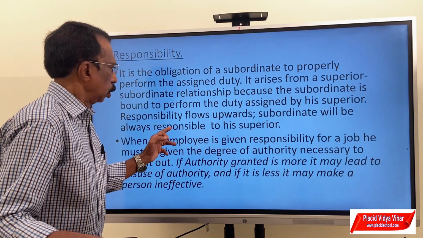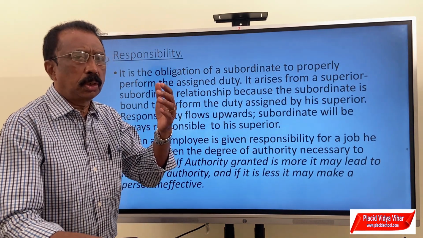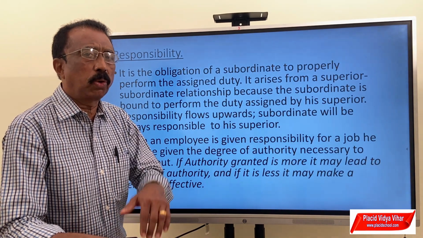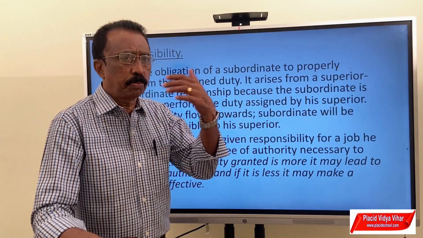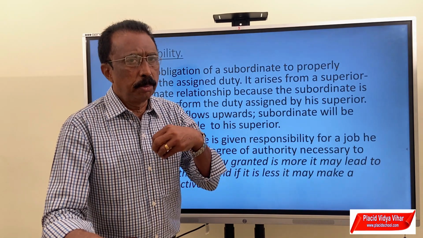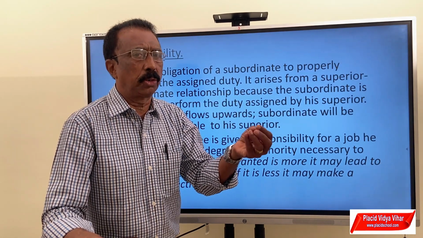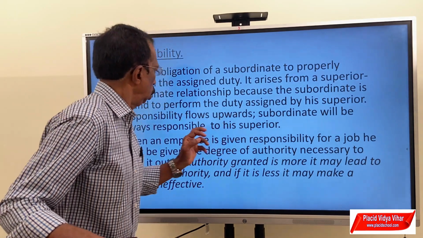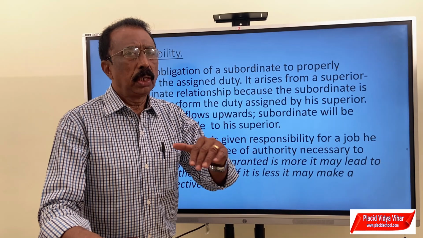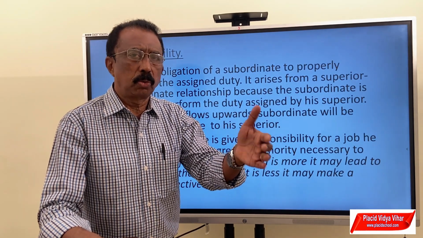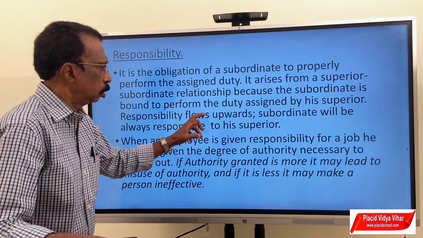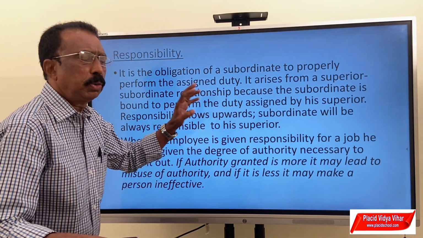So his superior. Responsibility, we have seen authority always flows downwards, whereas responsibility is flowing upward. That means I am responsible to the principal. Principal is having the authority to make me do something. I cannot give him orders, whereas responsibility is flowing upwards. I am responsible to the principal, or a subordinate is responsible to the superior. Subordinate will be always responsible to his superior. That is why it is said to be flowing upwards.